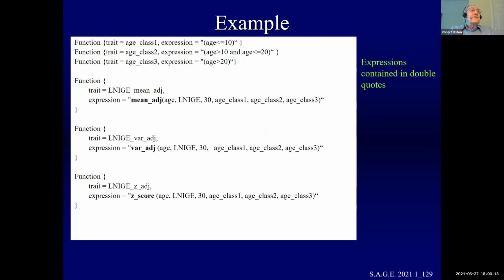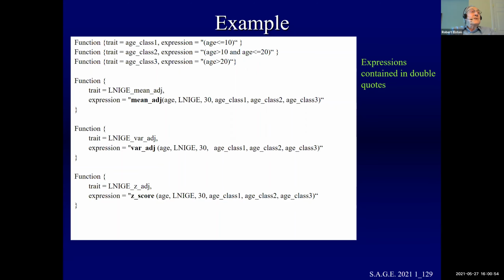Then you're going to make another trait. You're going to call it age_class2. And this is going to equal 1 if age lies between 10 and 20. Notice it's greater than 10 and less than or equal to 20. And we're assuming all the ages are integers here, because these classes have to encompass all the numbers in your data. It'll create a 1 if age is greater than 10 and less than or equal to 20.